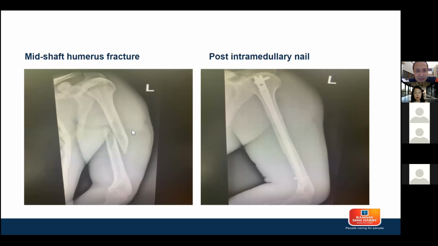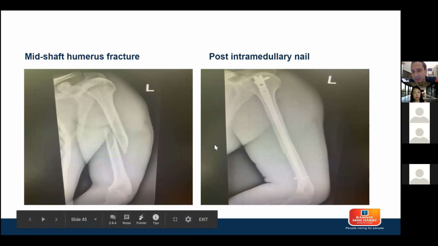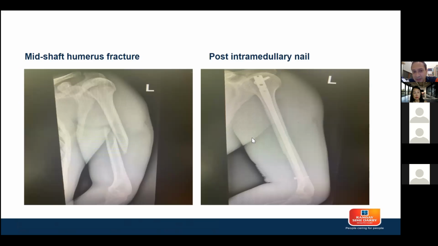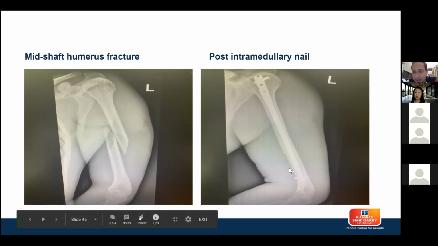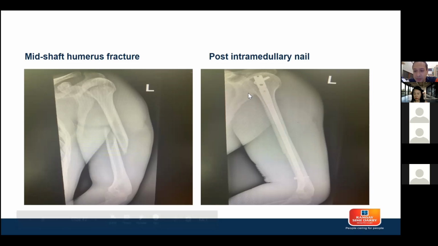This is an example. So it's a spiral type of fracture. Here I put an intramedullary nail to hold the fracture in place. So this one, conservative would have been okay if you put a cast on the outside, but what happens is then you can't move him so much. He has to keep the arm in a very uncomfortable cast for a long time. So if you put an internal fixation such as this, you can start mobilizing and getting the shoulder joint moving a lot earlier.